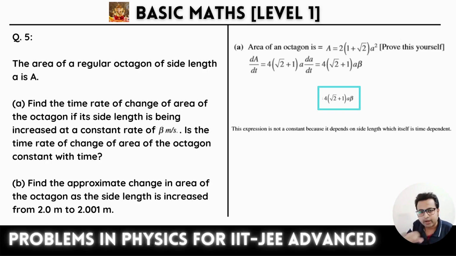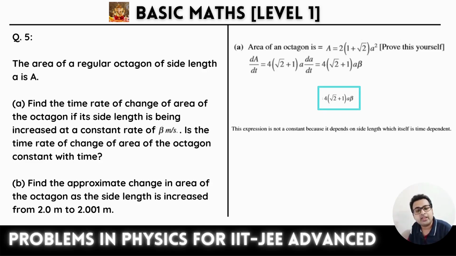So you will get the area as 1 plus root 2 a square. This you have to prove by yourself. Definitely it will be very helpful for you. So find the area. Once you have the area, you have to calculate the rate of change. Whenever we talk about rate, it is the change of any quantity with respect to time. So here we have to calculate the rate of change of area.